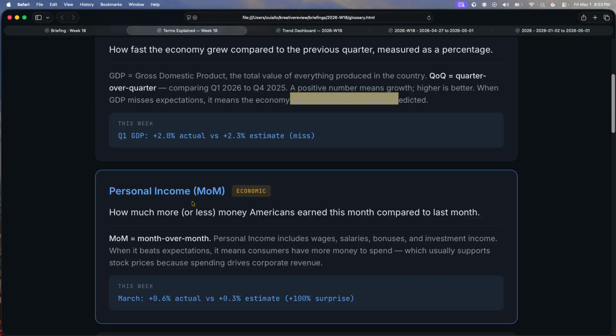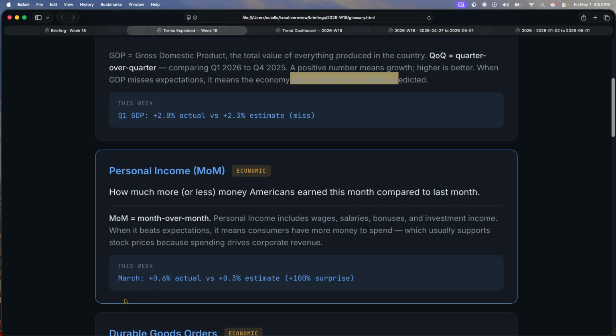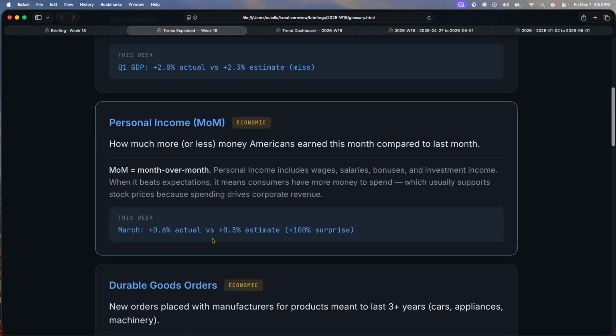And then we have personal income. This is how much money, more or less, Americans earned this month compared to last month. Right, so for this month the estimate was 0.3 and the actual was 0.6, so it's a 100% surprise. Americans are making a little bit more money, but hey, that's debatable.